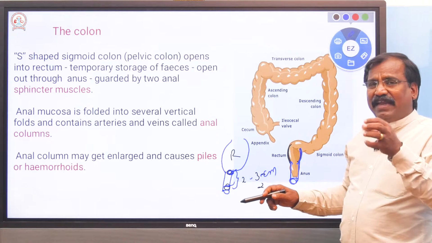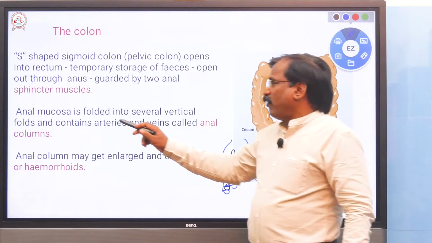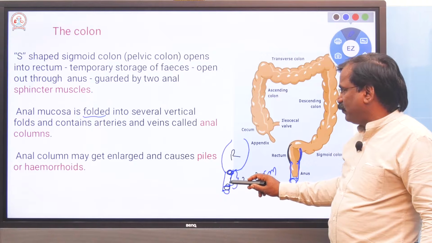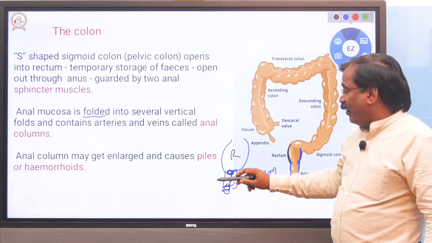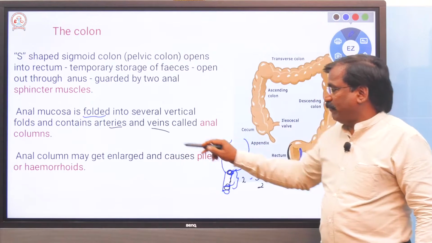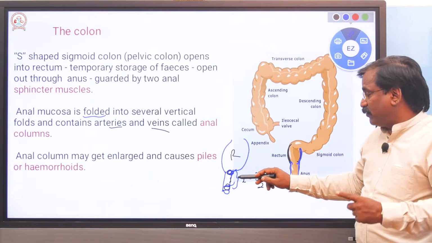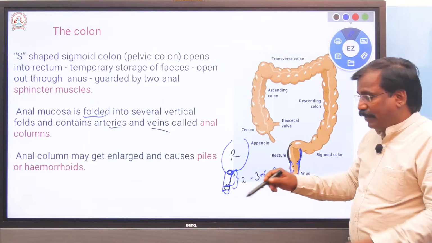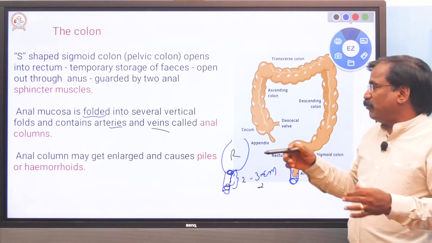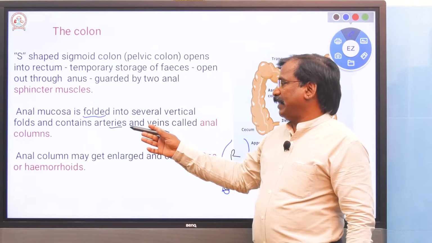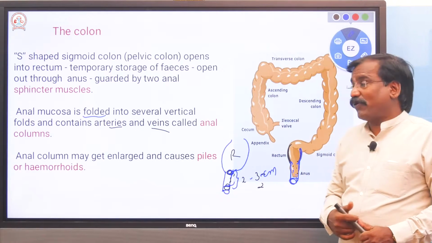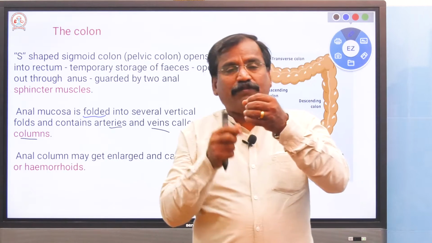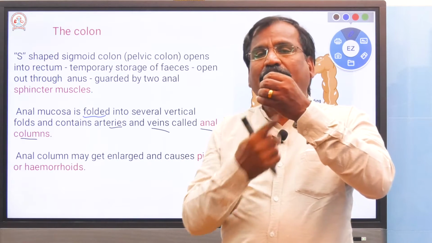the inner mucosal lining is folded and contains arteries and veins. Listen, the anal canal internally consists of folds that contain the arteries and veins, and these are called anal columns. Anal column, internally.